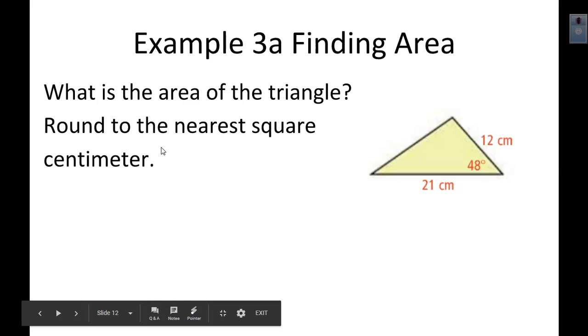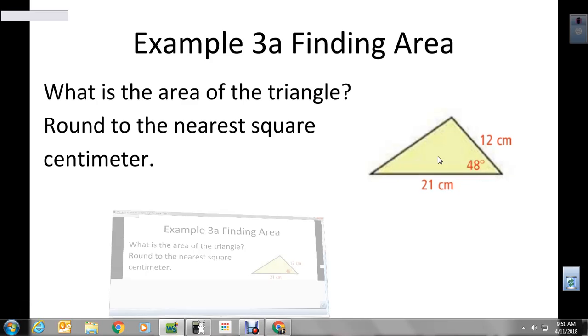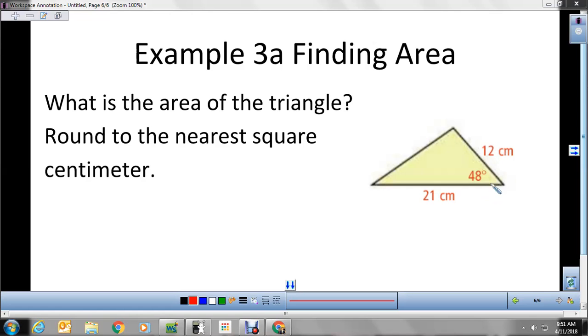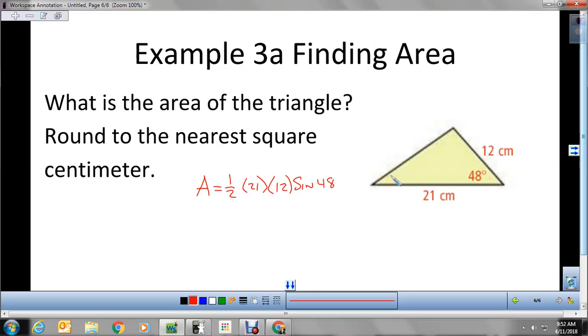So let's practice using it. What is the area of the triangle, rounded to the nearest square centimeter? What you have to recognize is you need two lengths and the included angle. So we're going to take 1/2 of the base, which would be 21, times the other side, which would be 12, times the sine of 48. And it's just a matter of plugging it into your calculator.